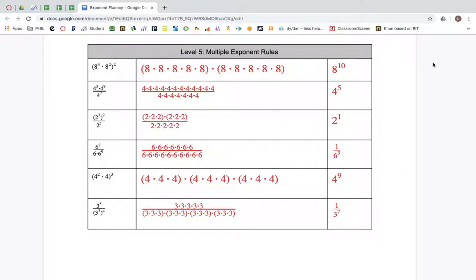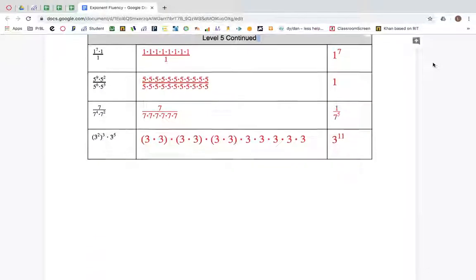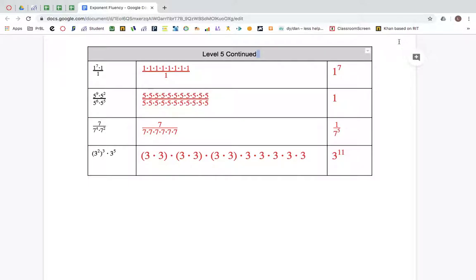Here are the first set of answers for level 5. Go ahead and pause so that you can check yours. Make sure you have both the expanded form and the final answer. Here now is the second set of level 5 problems with their answers. Again, you can pause to check your answers. If you have them all complete, congrats, you are all done. If you made some mistakes, please fix them and then go back and try level 5 again.